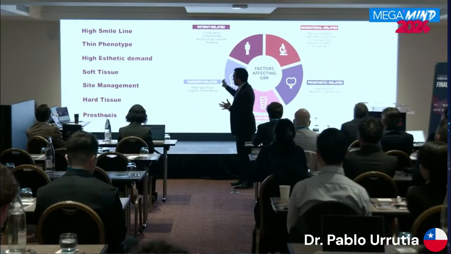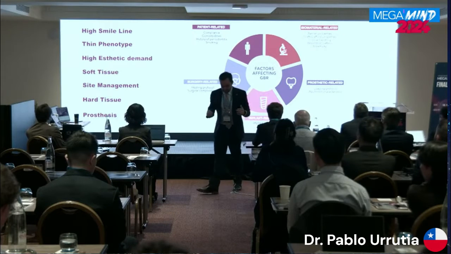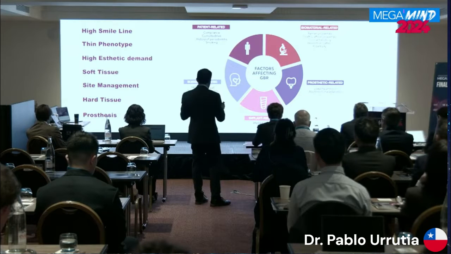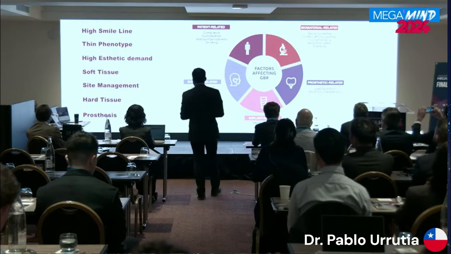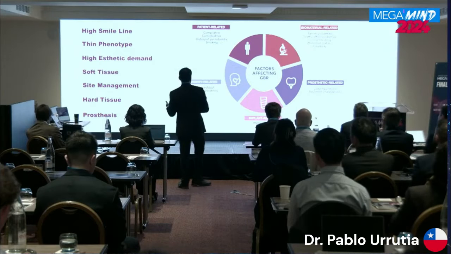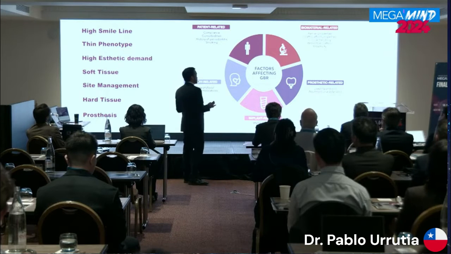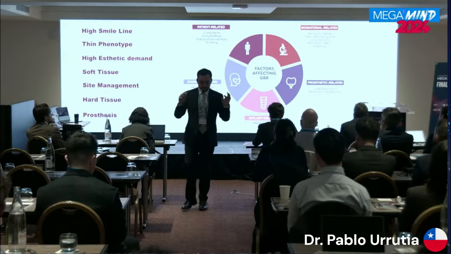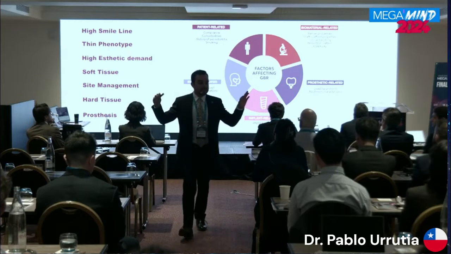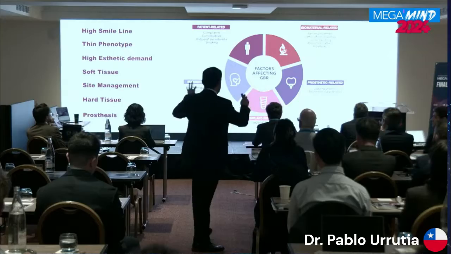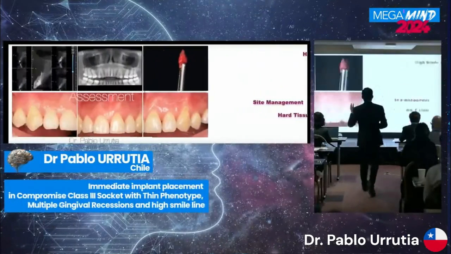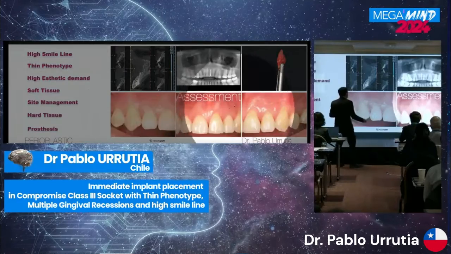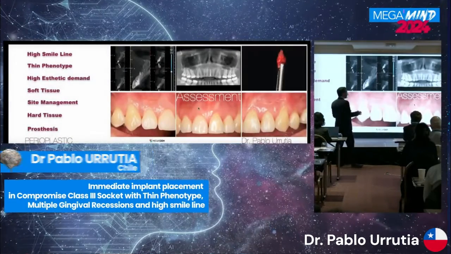So the assessment is a high smile line, for example, in that patient, thin phenotype, high aesthetic demand, the soft tissue is an issue, the hard tissue too, and the prosthesis. Okay, this is easy to diagnose, but the point is how we put those things in the timeline of the treatment. When I talk about the timeline, it's difficult, because of what Buser told us, that we can do early implant placement.